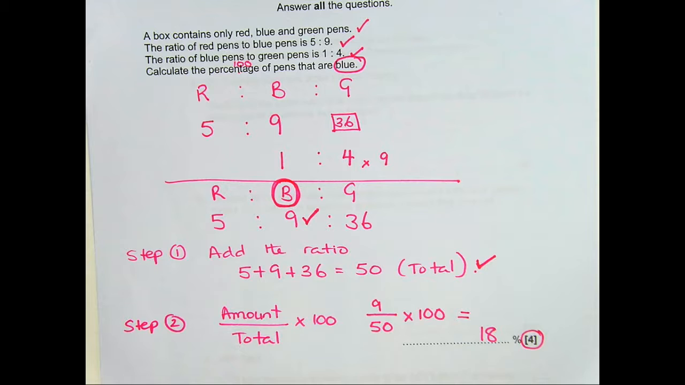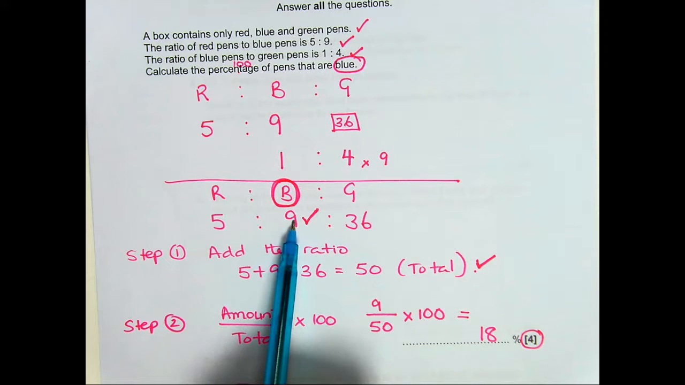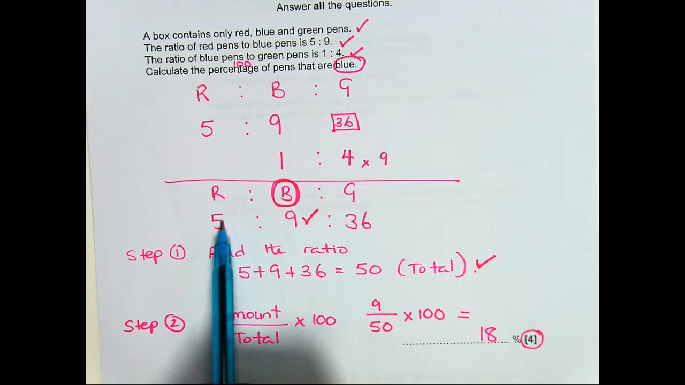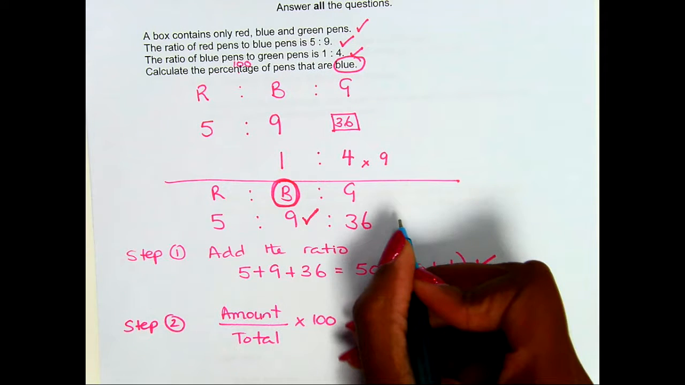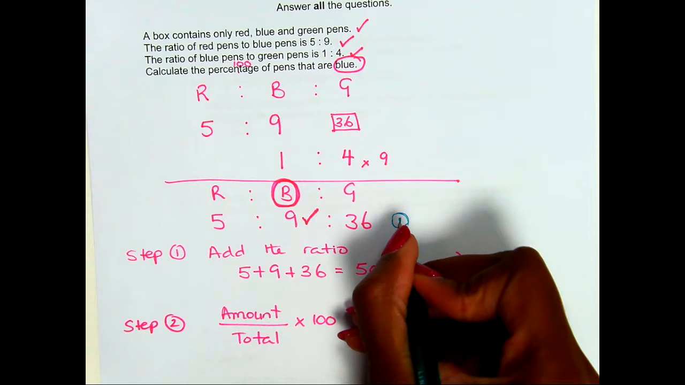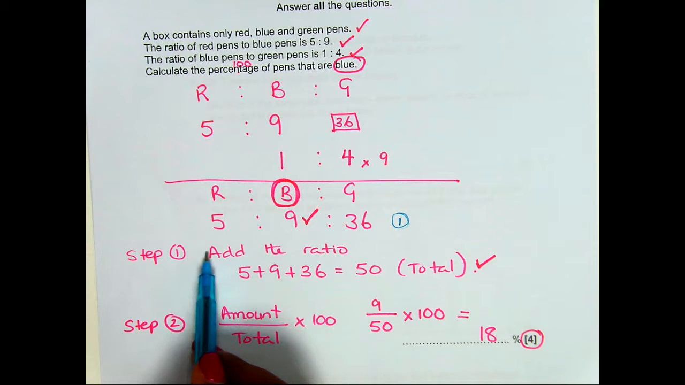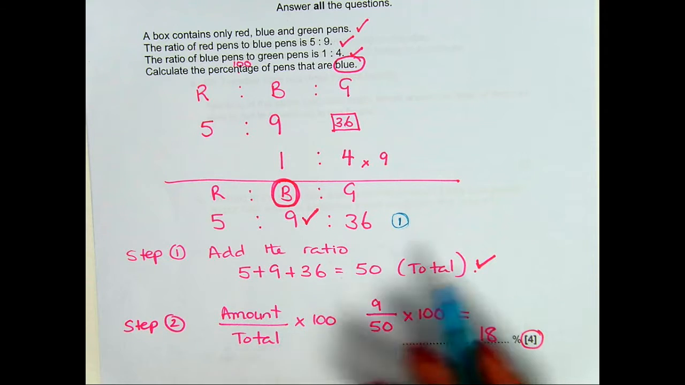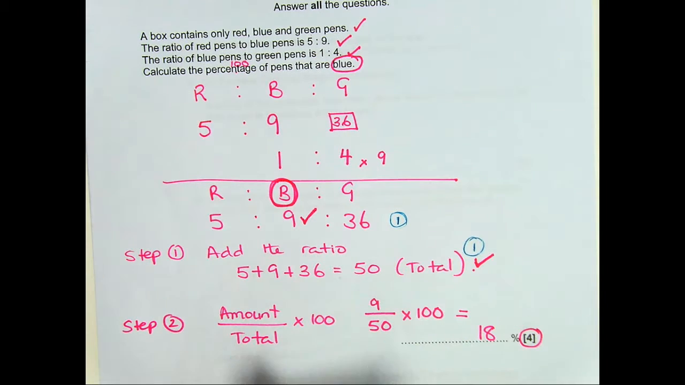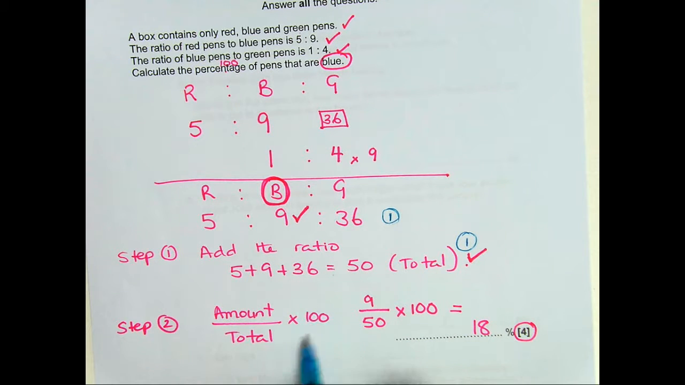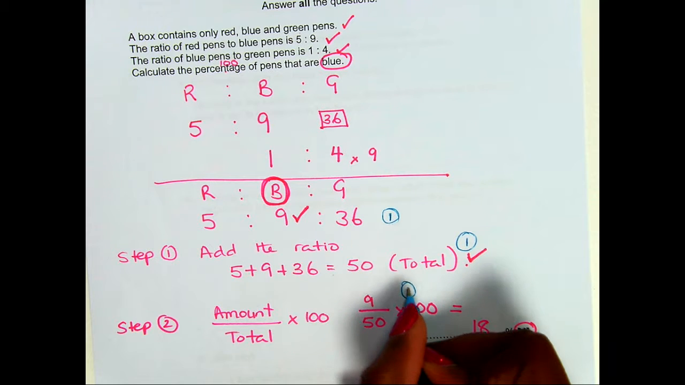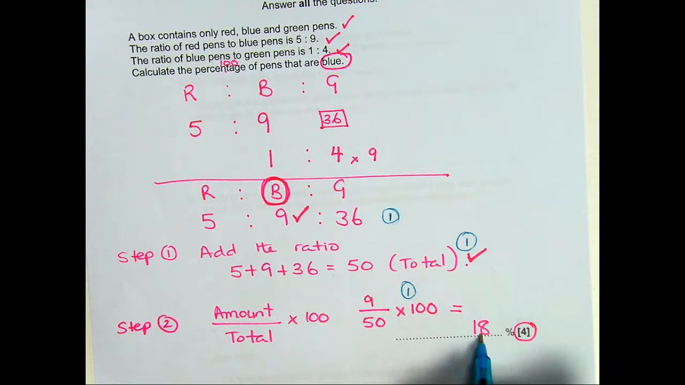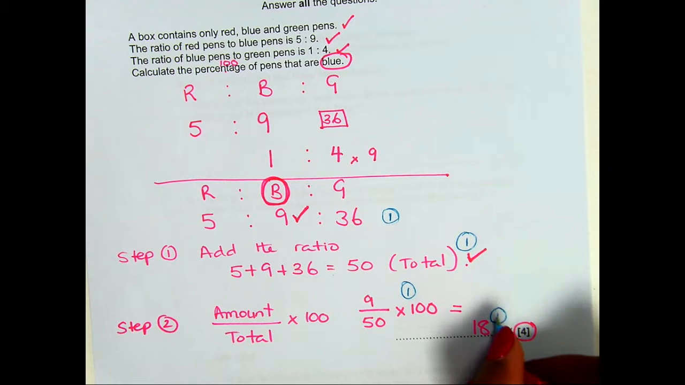Now let's look at the mark allocation. If I can successfully make one line of ratios by using my calculations above, that gives me 1 mark. 1 mark is allocated for adding your ratios up together, so that's really important. Being able to work out a percentage by having the amount divided by the total and times by 100, that method gives you 1 mark. And your final answer gives you your final mark.